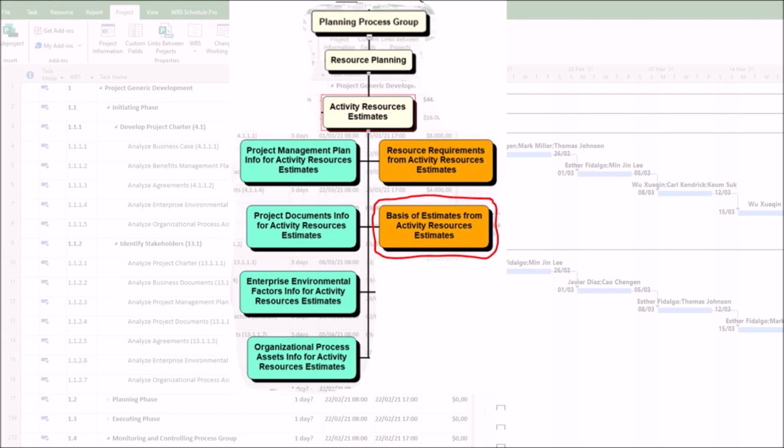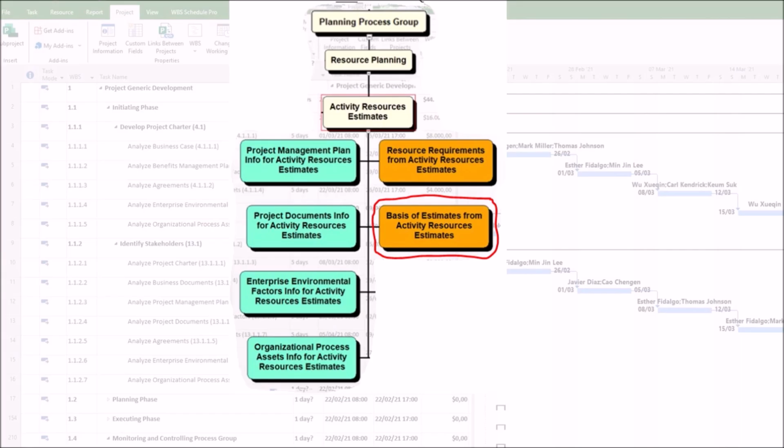Third, constraints. What limitations were considered? For example, a maximum of 2 developers can work in the lab at any time, or a budget cap of $50,000 for equipment. Fourth, sources of data. Where did the information come from? For example, historical records from Project XYZ, an industry standard cost data book, or interviews with subject matter experts.